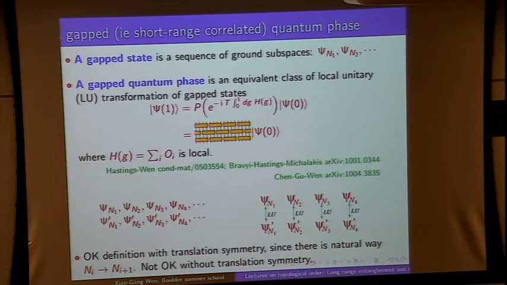Is it guaranteed, for example, that for the first few members you can have this local unitary transformation, and that all the following members in the two series would automatically have this?